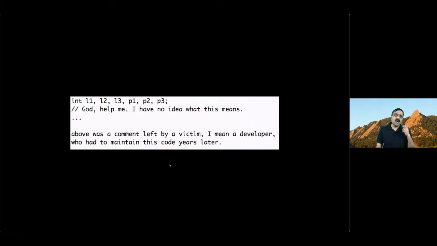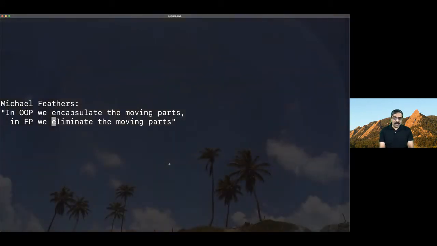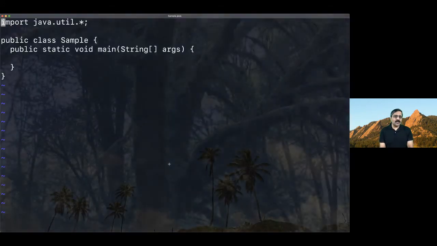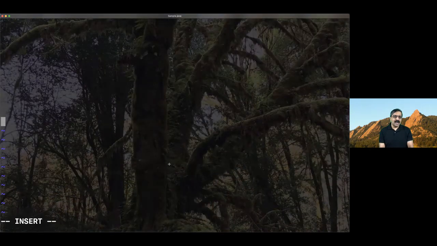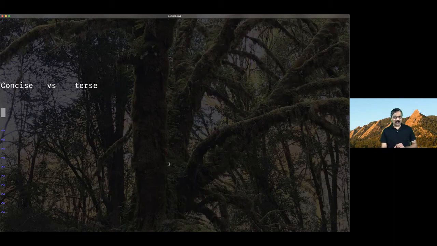I want you to think about two words which are really useful to think about. What are those two words? The two words are concise versus terse. What is the difference? Both concise and terse are really small, but concise is small and nice. Terse is small and waiting to hurt you when you least expect. I want the code to be concise, not to be terse in general.